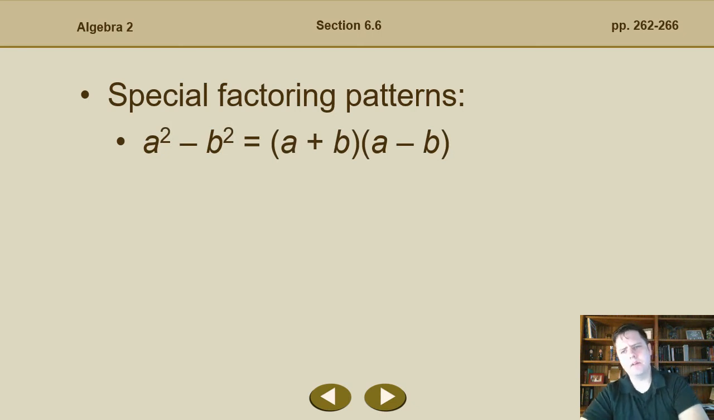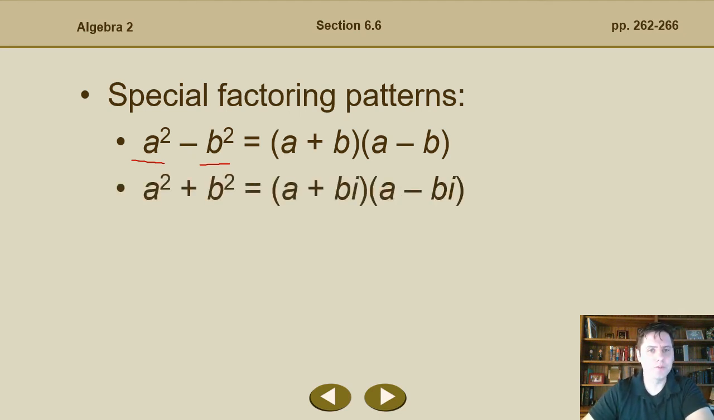So now I just want to mention a couple of special factoring patterns that you need to be familiar with, and I'll show you a couple of examples of using them. This first one is just the difference of squares, one that you should already know. Whenever we have a squared expression subtracted from another squared expression, we can rewrite that as a plus b times a minus b. Now, if we have them added instead of subtracted, the only difference here is that we get the imaginary numbers here of plus and minus bi. Remember, because you'll get a square root of negative 1.